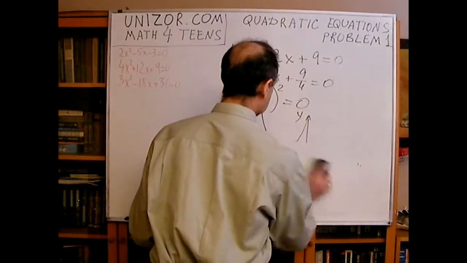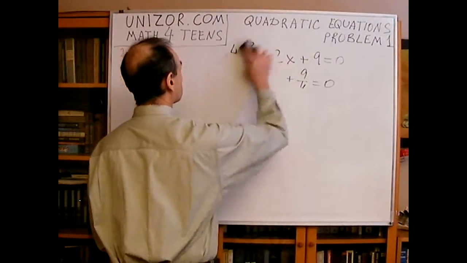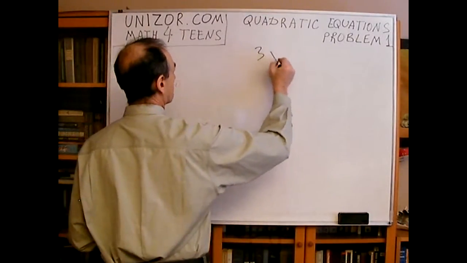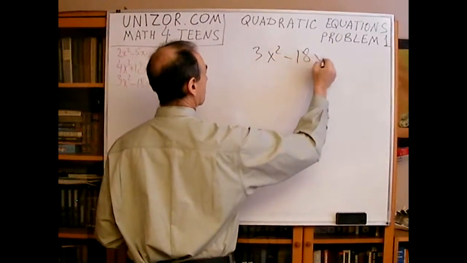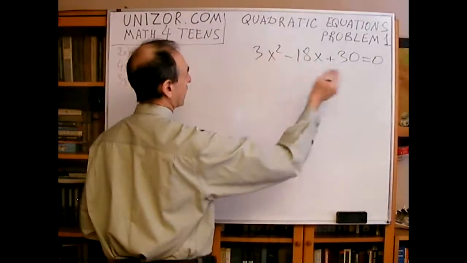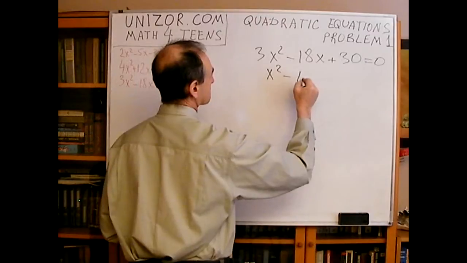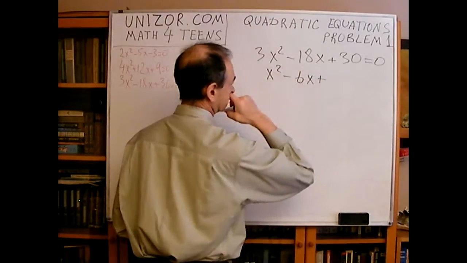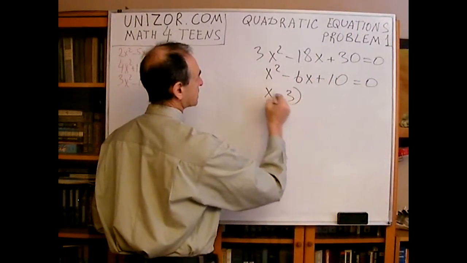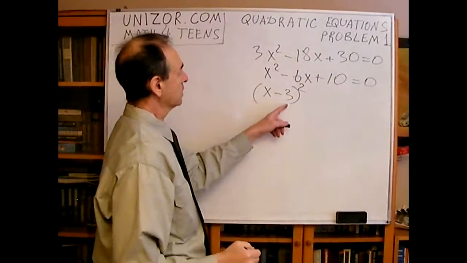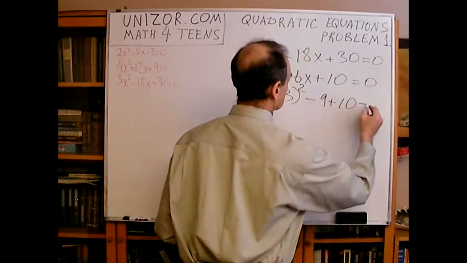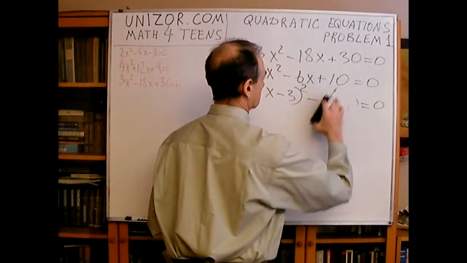Finally, my third example, where, if you remember, we did not have any real solutions, is 3x squared minus 18x plus 30 equals 0. First we divided by 3, that was easier: x squared minus 6x plus 10 is equal to 0. This is x minus 3 squared. Now that would be 9, right? So I have to minus 9 and plus 10 is equal to 0. So this is minus 1. Plus 1.